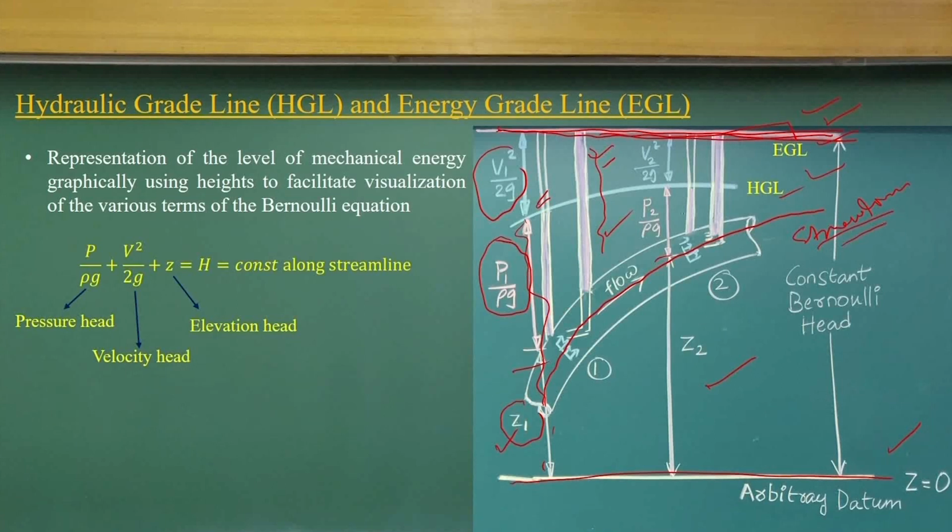For these streamlines we are drawing the energy gradient line, and we are drawing the hydraulic gradient line. The hydraulic gradient line does not consider velocity head, it just considers pressure head and the elevation head. Just like when you put a piezometer, you get the pressure head, and the elevation head is known to us. Whatever point you get as soon as you put the piezometer, that is what you define as the hydraulic gradient line. If I put a pitot tube, the line traced by the top surface will be the energy gradient line.